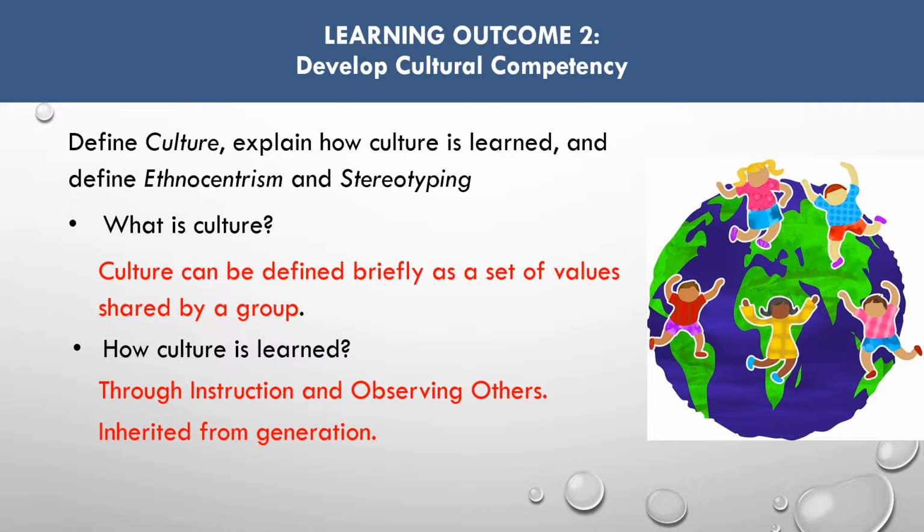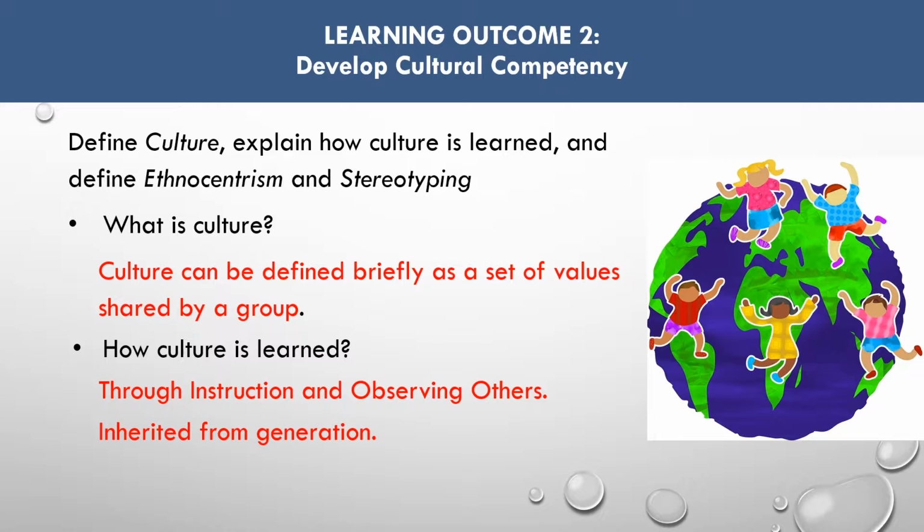Our second learning outcome is developing cultural competency. In this section, we will define culture, explain how culture is learned, and define ethnocentrism and stereotyping. What is culture? Culture can be defined briefly as a set of values shared by a group. Our cultural background influences our beliefs and values in life that lead to the establishment of behavioral rules.